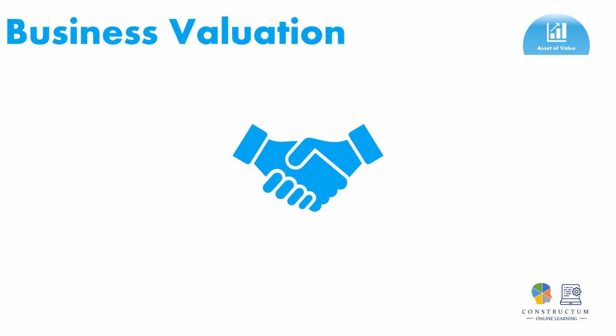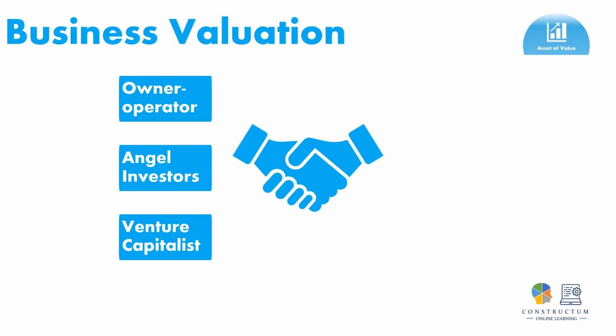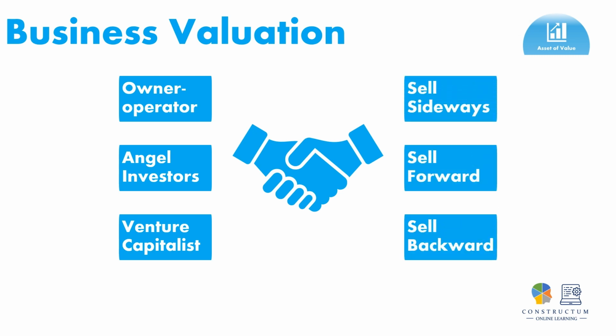Build a business with a specific type of buyer in mind. Then, having identified your prospective buyer, decide what business characteristics will most appeal to that specific type of buyer. I propose 6 types of potential buyers: owner-operators, angel investors, venture capitalists, and then what excites me most is the last 3. Sell the business backwards, forwards, or sideways.